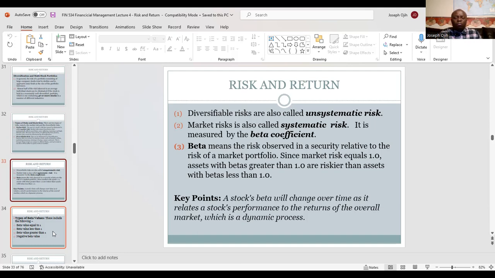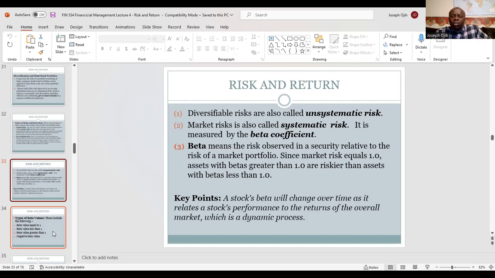Now, the best way to explain beta is that it is the risk observed in a security relative to the risk of the market portfolio. Based on this explanation, we say that the market risk is equal to 1. The number we use to represent market risk is 1. There's a reason for that. I will explain in a few minutes.